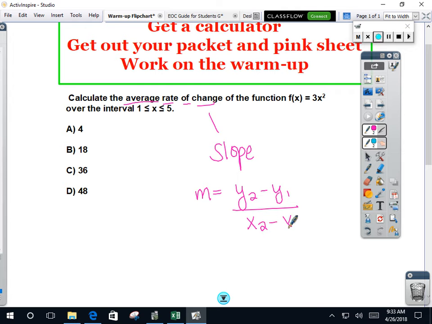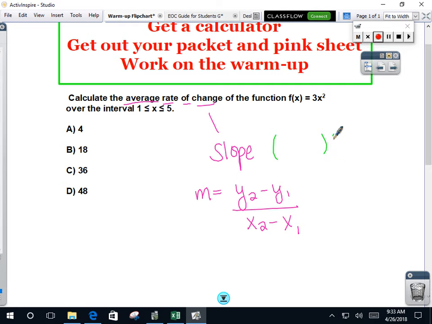To use this formula, we need what? 2 points. Okay, because we need an x1 and a y1, and we need an x2 and a y2. That way we have 4 numbers to plug in the slope formula. Did they give us any of that information? Right. Interval is x values, and if you weren't sure of that, there's an x between them that will remind you that 1 is an x value, 5 is an x value.